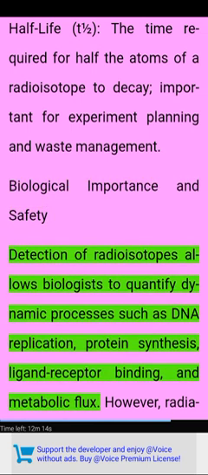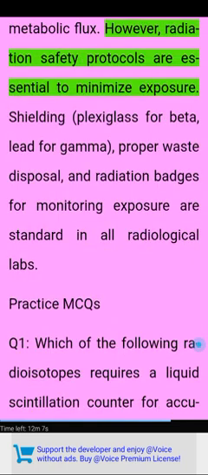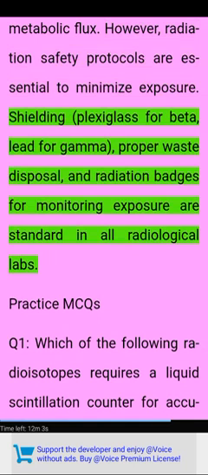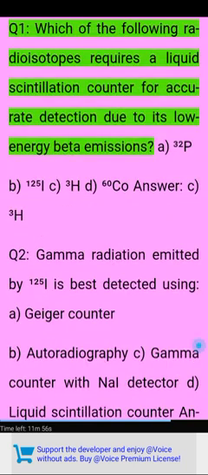Biological importance and safety. Detection of radioisotopes allows biologists to quantify dynamic processes such as DNA replication, protein synthesis, ligand-receptor binding, and metabolic flux. However, radiation safety protocols are essential to minimize exposure. Shielding (plexiglass for beta, lead for gamma), proper waste disposal, and radiation badges for monitoring exposure are standard in all radiological labs.